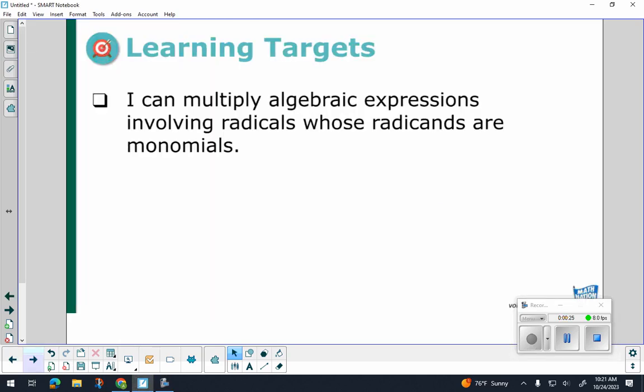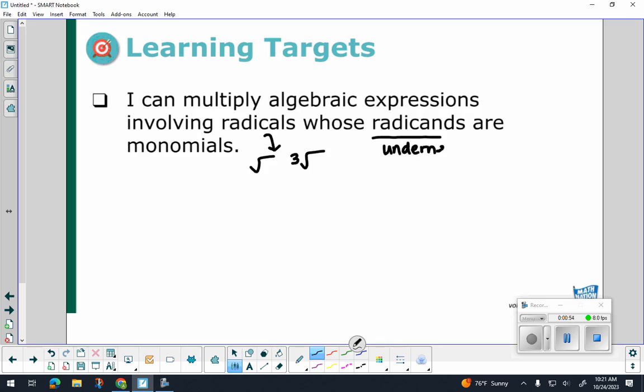You don't have to write this down, but just know by the end of the video, you should be able to multiply algebraic expressions involving radicals whose radicands are monomials. Okay, monomials. That's a lot of vocabulary. So let's talk about what radicals mean. Radicals mean square roots, cube roots, fourth root, any root, okay? And radicands mean what is underneath.